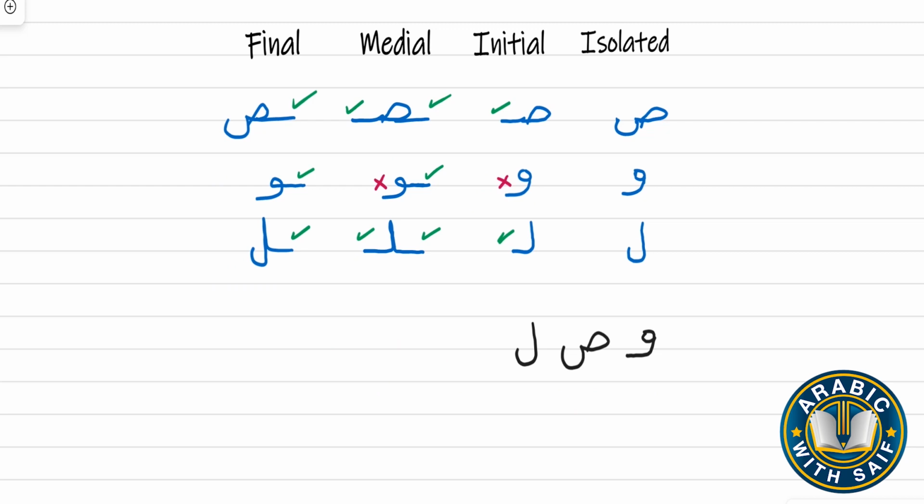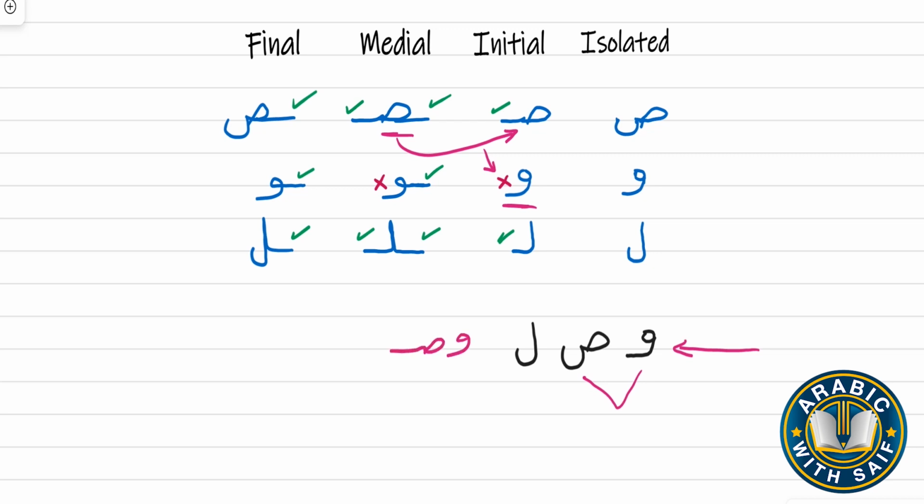Another word. Wow, sad, lam. Let's connect these three letters. First, we will check the relation between wow and sad. Wow in the beginning is not allowing to connect any letter after. So letter sad in the middle by default will change to be the initial form.